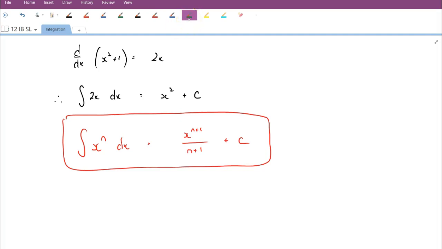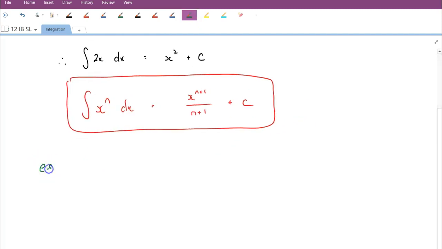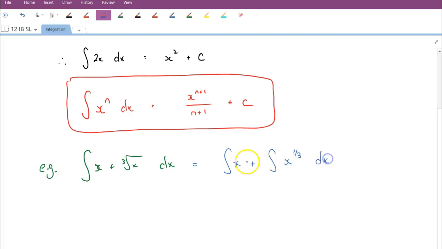It gets a little bit more interesting down the track, but initially let's just have a look at an example here. I'm just pulling one out pretty much at random: the integral of x plus the cube root of x. Then with integration we can split it and integrate them separately. I'm not going to write cube root, I'm going to write x to the third. I should have stuck a little dx in there, please forgive me.